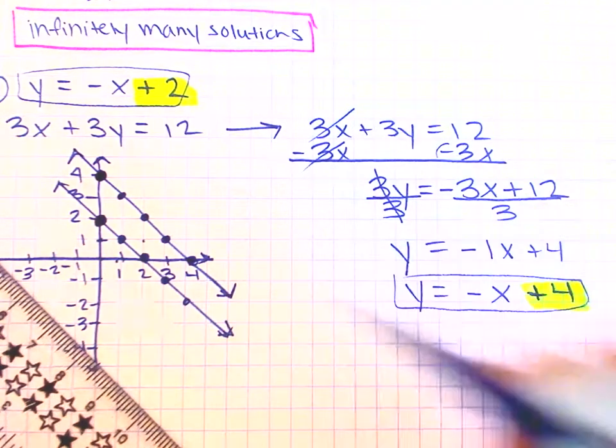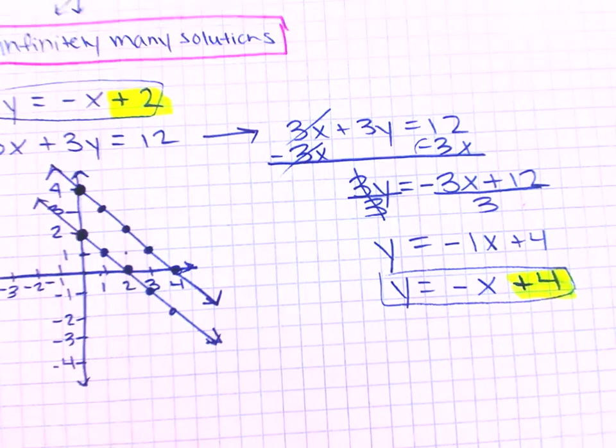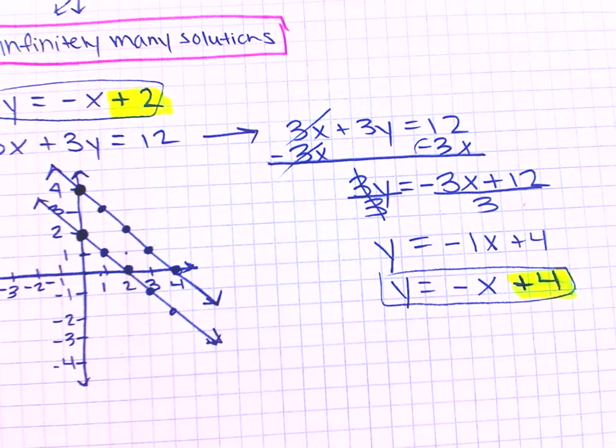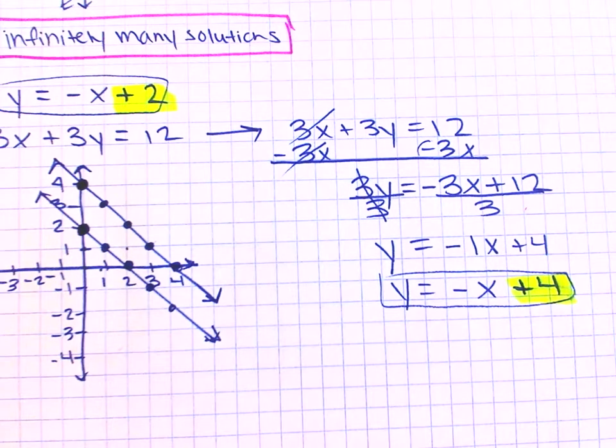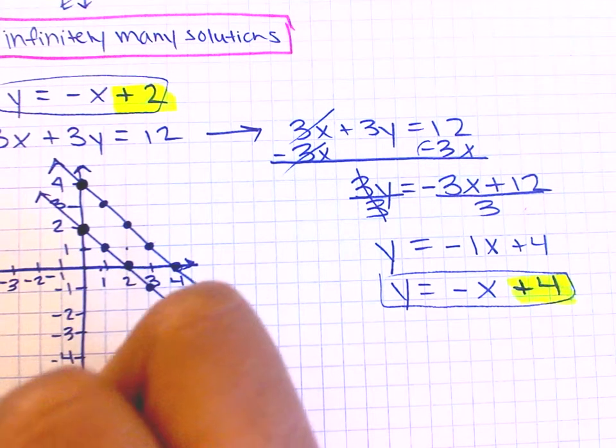Now that I know that my lines look like this, go back to those three things. Is it infinitely many solutions? No, it can't be. Is there one solution where both lines cross each other? No, it can't be. So my answer is no solution.